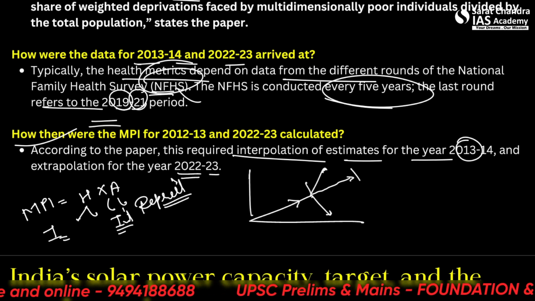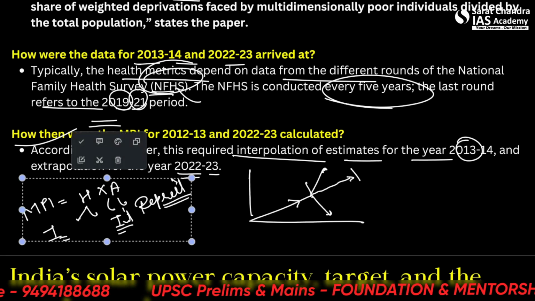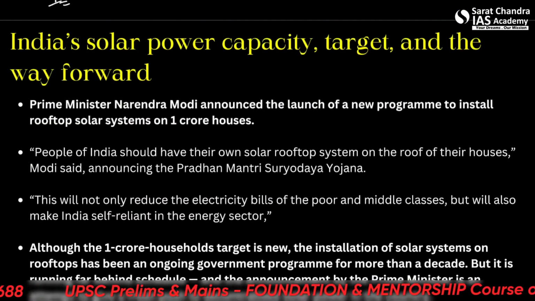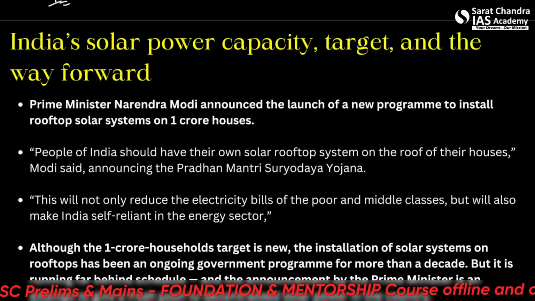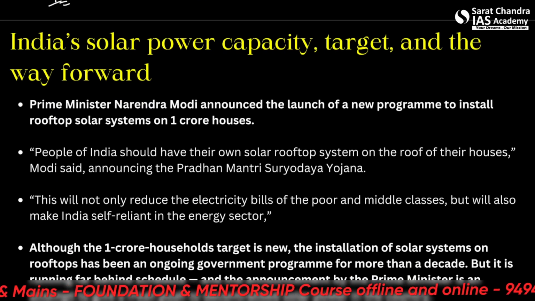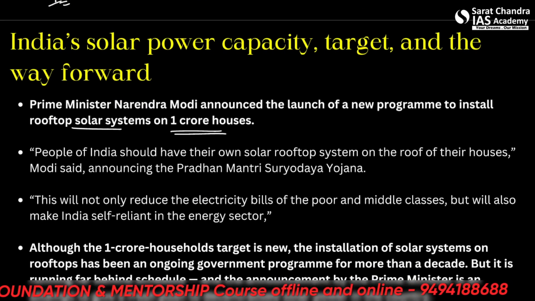Okay, now let's talk about another very important topic, India's solar power capacity target and the way forward. So PM Modi announced the launch of new programs to install rooftop solar systems on 1 crore houses.